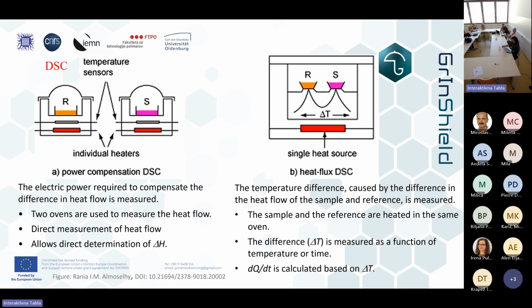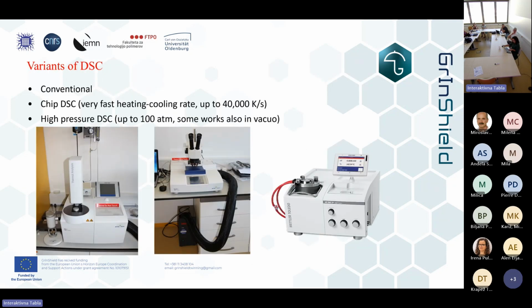We have 2 types of DSC. One is power compensation DSC on the left, and on the right we see heat flux DSC. They both, I can say, give us more or less the same results, but both techniques have some pros and cons. For example, with power compensation DSC, I was never very pleased with the baseline stability, which is much better in heat flux DSC. But usually, I think the results we can obtain are more or less the same.